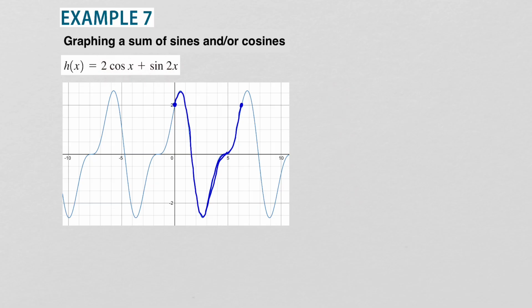The amplitude's a little bit trickier. So the amplitude of this graph is 2. The amplitude of this one is 1. But the amplitude of this whole graph is not 3. It's actually a little bit less than 3. So finding the amplitude can be a little bit tricky. We're not going to worry too much about graphing things like this by hand, but we can use graphing software to help us look at these things.